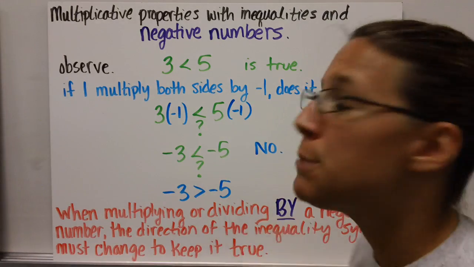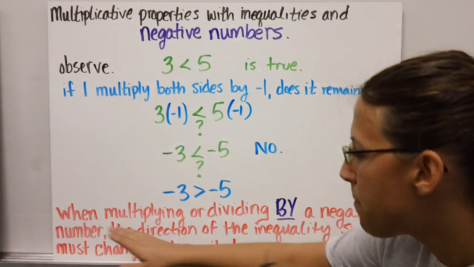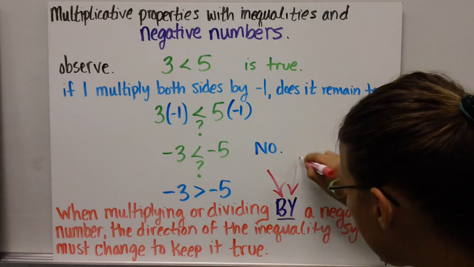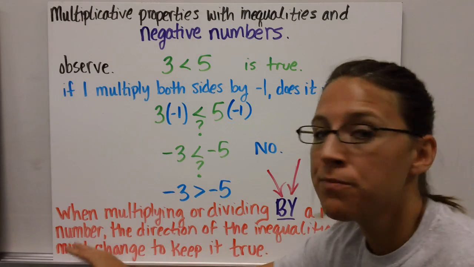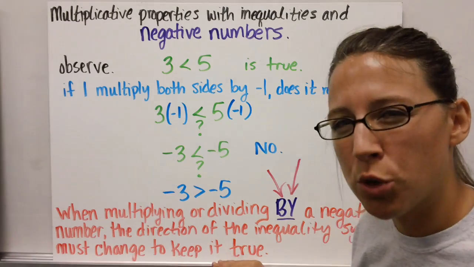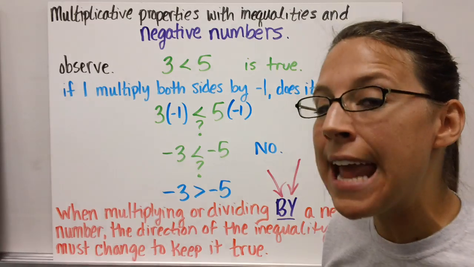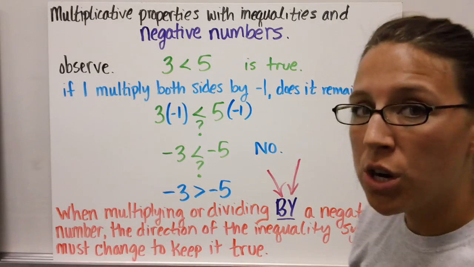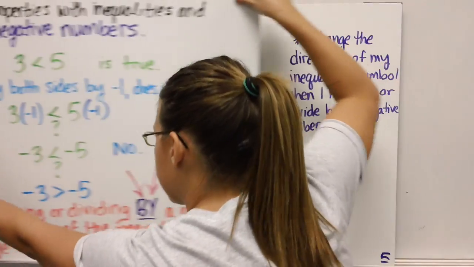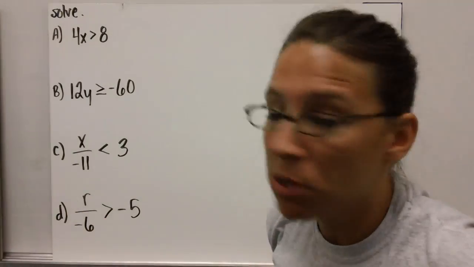So this brings up a rule that I need you to get down once you hear me say it. When multiplying or dividing by, and this is going to be huge, a negative number, the direction of the inequality symbol must change to keep it true. This is multiplying and dividing, okay, by a negative number. We're going to work through some examples together. Here are some multiplication and division examples.